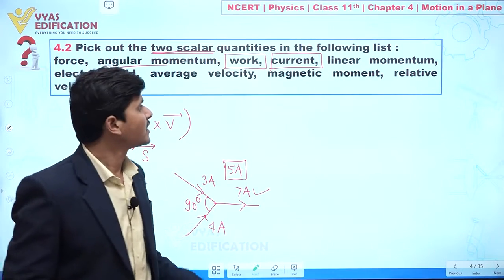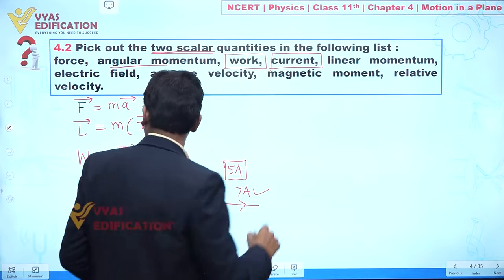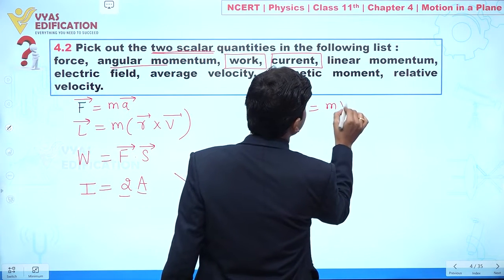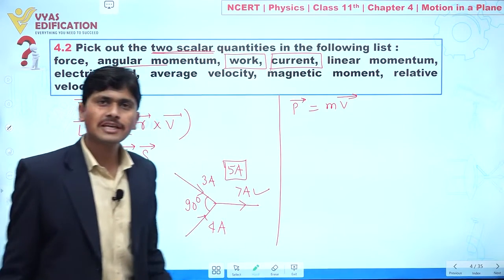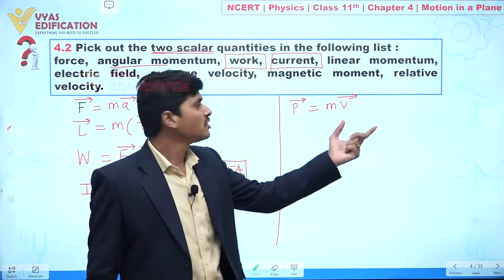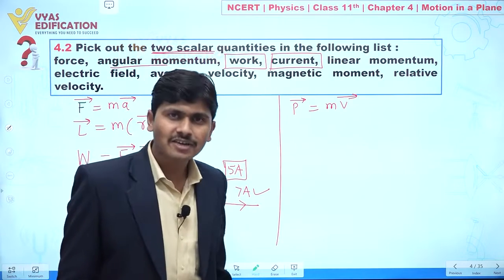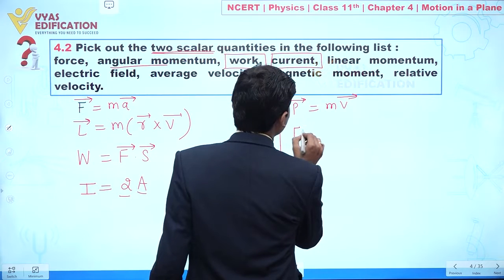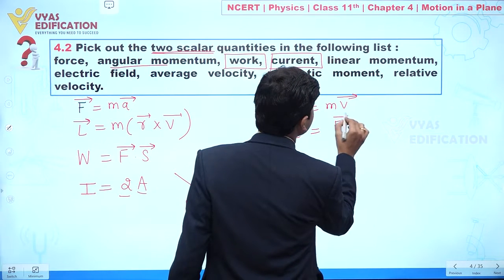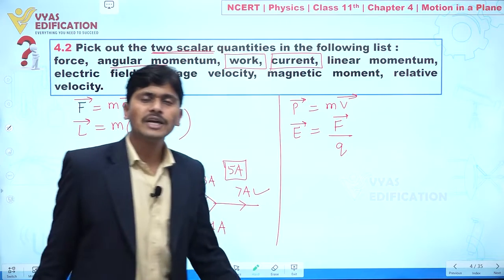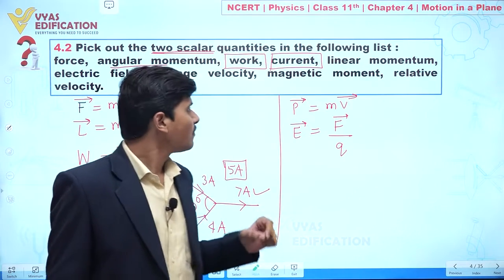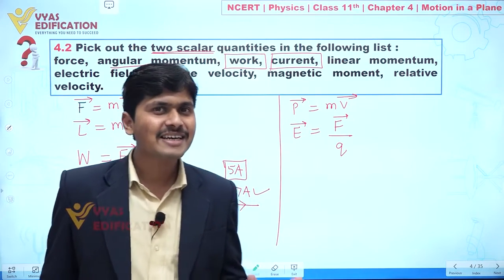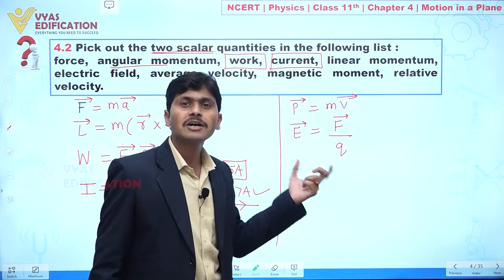Clear to everyone? Yes. Now if we talk about linear momentum, we can write it like this. This is defined as mass times velocity. Mass is a scalar quantity and velocity is a vector quantity. So linear momentum is also a vector quantity. Clear to everyone? Now if we talk about electric field, it is defined like this: force divided by charge. We know electric charge is a scalar and force is a vector quantity. So electric field is also a vector quantity.